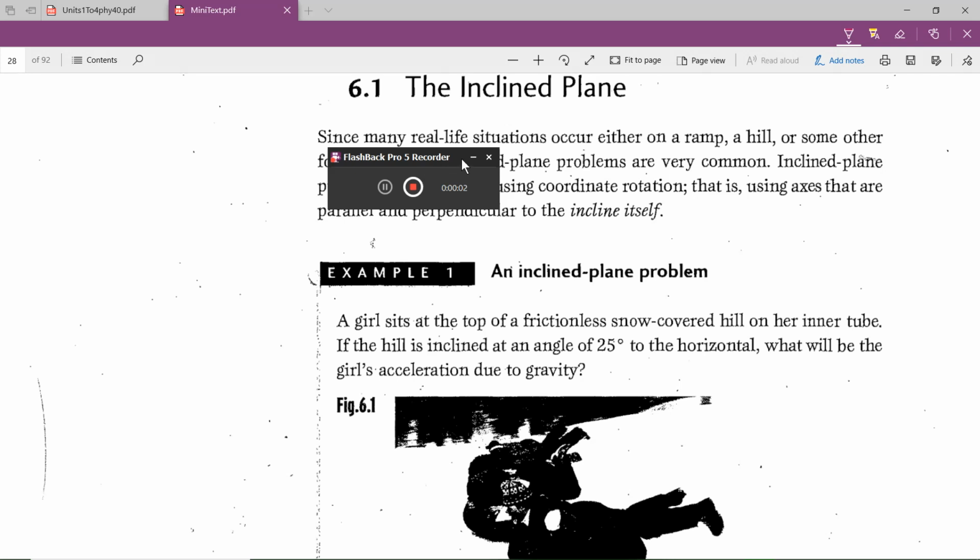Hey everyone, welcome to Physics 40S. This is Unit 3, Lecture 3. We're still talking about forces. Today we're going to focus on the inclined plane.